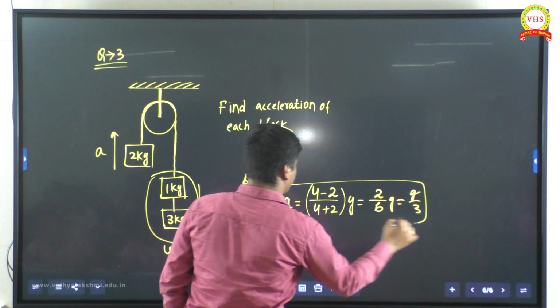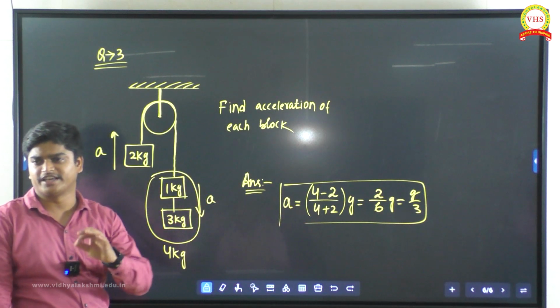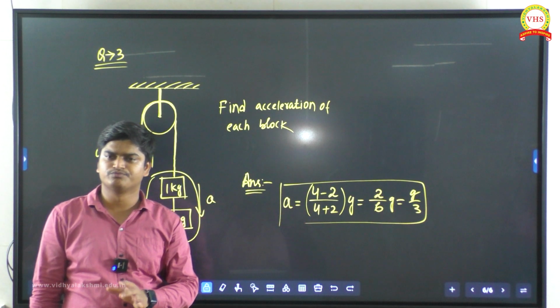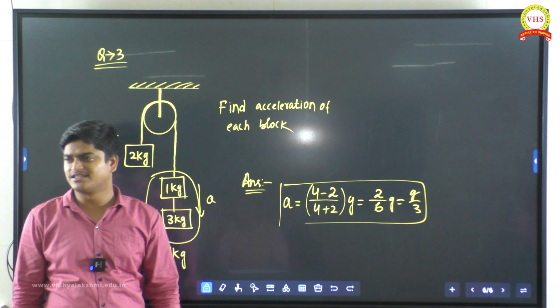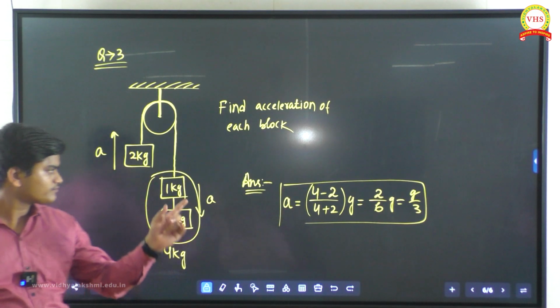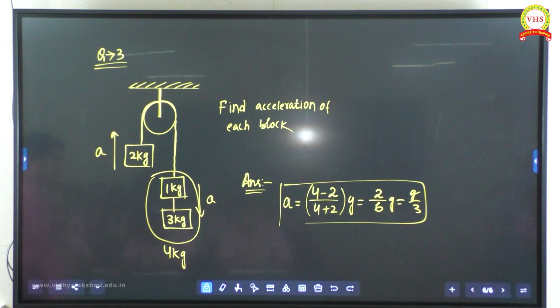Now if the G value is given, you can substitute. If nothing is given, you do 9.8 by 3. If it is mentioned, say 10, then you do 10 by 3. Okay, 9.8 is the correct G value. So acceleration you got.